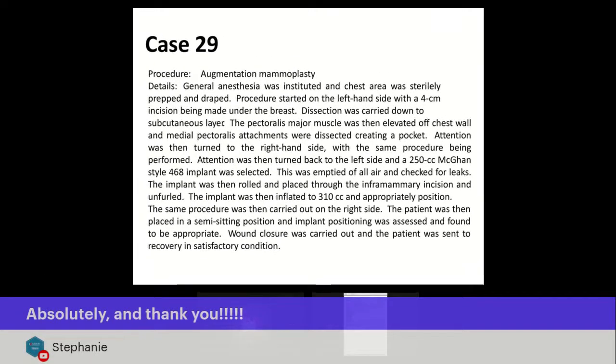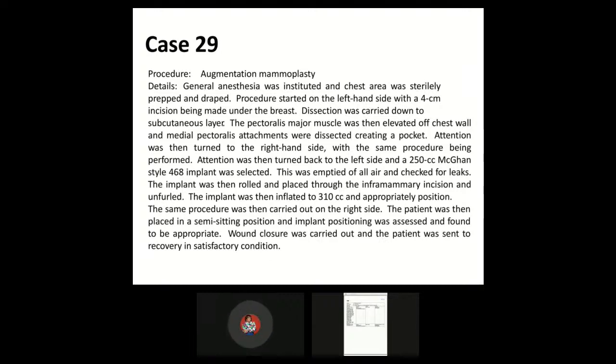Let's get back to our scenario. So the procedure was started on the left-hand side with a 4 centimeter incision being made under the breast. The pectoralis major muscle was elevated down to the subcutaneous layer. The pectoralis major muscle was elevated off the chest wall, and the medial pectoralis attachments were dissected, creating a pocket. Attention was then turned to the right side with the same procedure being performed, and then attention was turned back to the left side. And a 250 cc McGhan style 468 implant was selected.